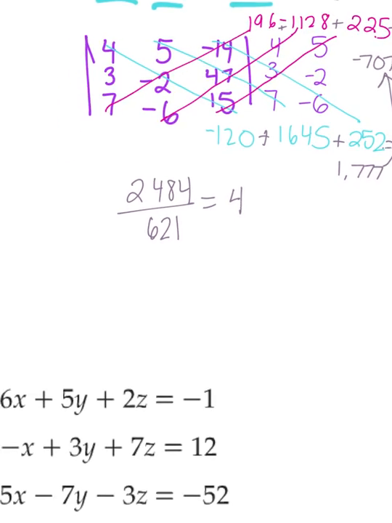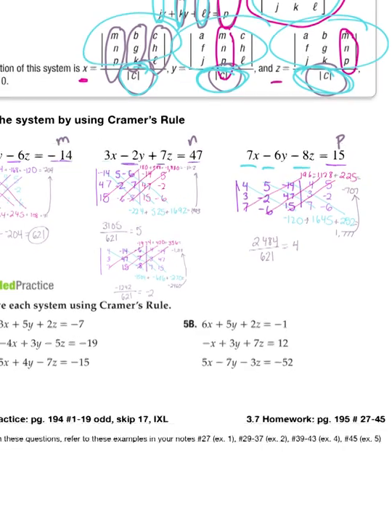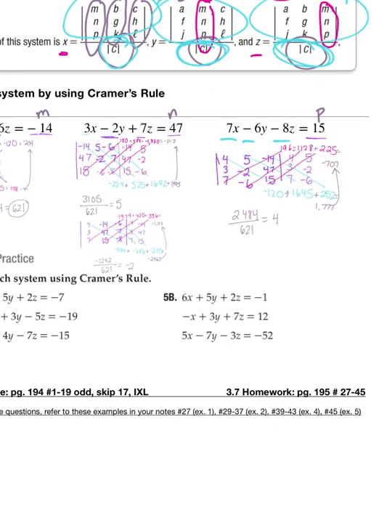So your final answer are these 3 numbers here, the 5, the negative 2, and the 4. And we write them as an ordered triple of 5, negative 2, 4. So it should be in the order of X, Y, and then Z.